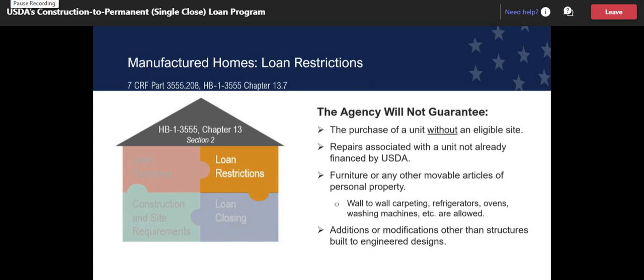Wall-to-wall carpeting, refrigerators, ovens, washing machines, and dryers, or similar items that are typically conveyed with a dwelling. Those are allowed. Wall-to-wall carpeting is kind of an outdated term, but you know what I'm talking about. Additions or modifications are also ineligible except for porches, decks, or other structures that are built to engineered designs and are inspected and approved by a local building official. So all of that can be rolled into the loan, the cost of those additions as well.